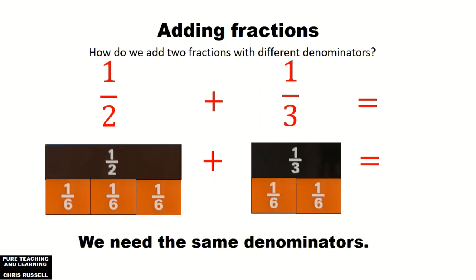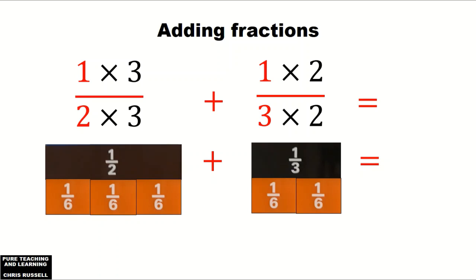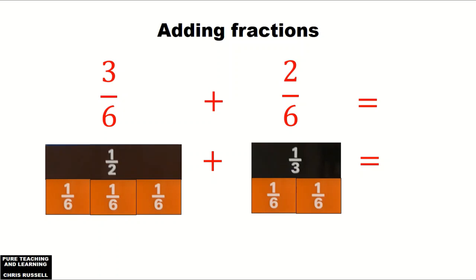Now we need the same denominators. So to do so, we have to multiply the half, the numerator and the denominator, by 3. Then we also have to multiply 1/3, the numerator and the denominator, by 2. So the denominators are the same. When we evaluate those two fractions, we get 3/6 add 2/6.